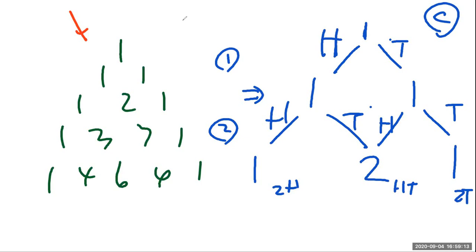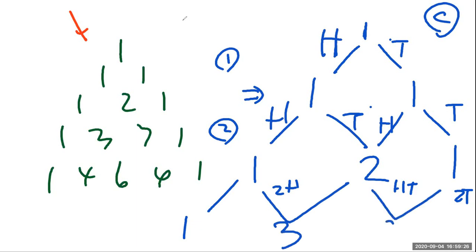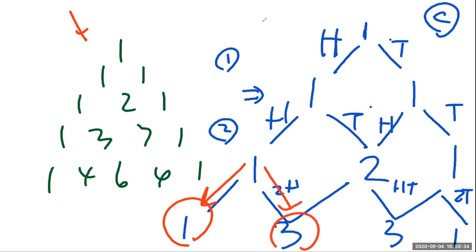And if you toss a third time, 3 heads is 1 case, and 2 heads and 1 tail will be 3 different cases. And one head, 2 tails, 3 cases. 3 tails, 1 case. So basically, this one equals this one. This one equals this plus this. This one equals this plus this. This one equals this. Is that okay?